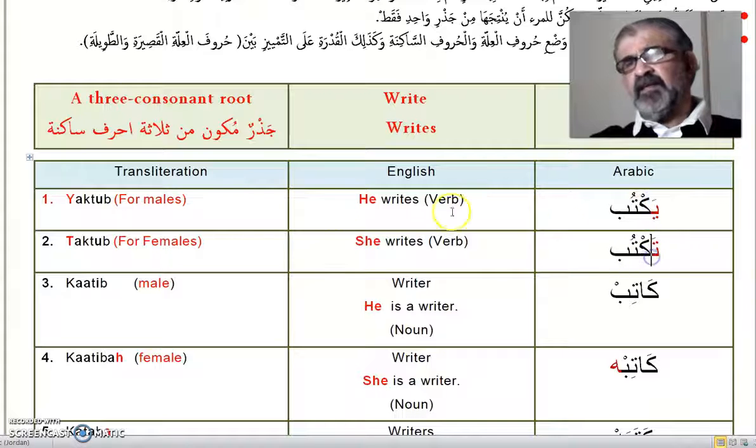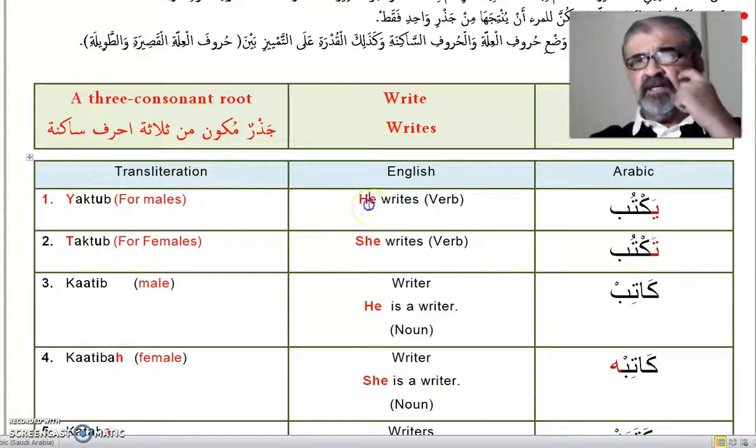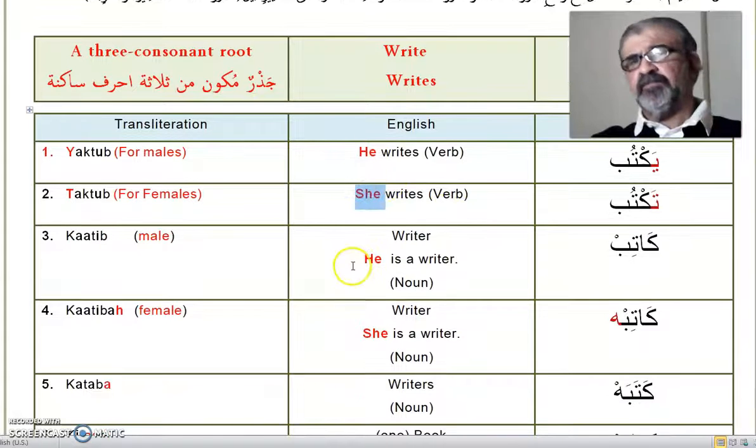As you can see, we have changed the verb, writes, from being used for males to females by just changing the first letter. While in English, like I said, the only way to differentiate between the two genders is by using the pronouns he and she.